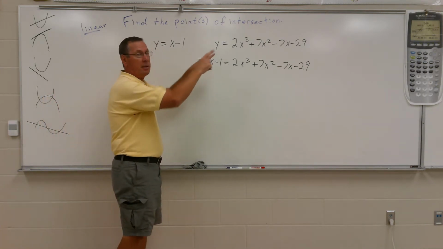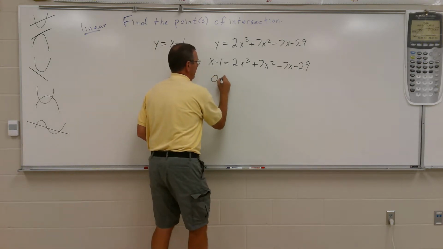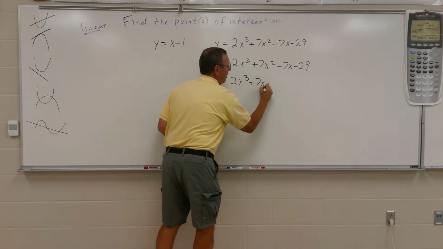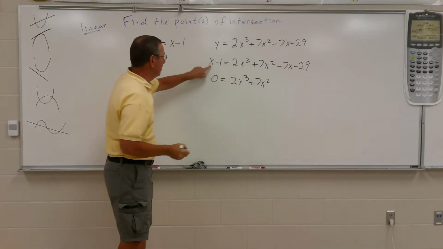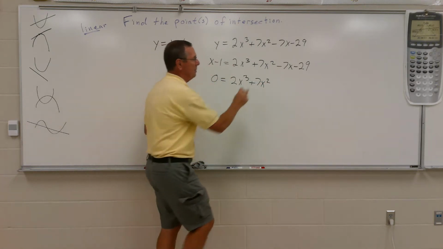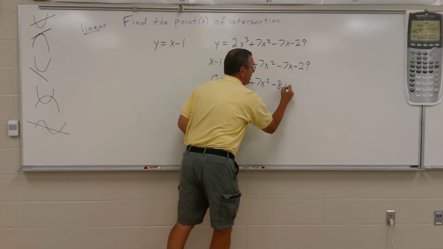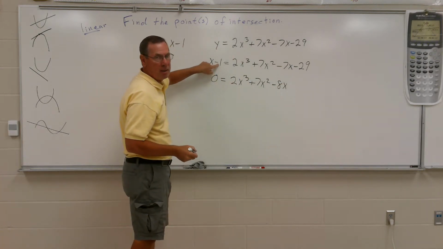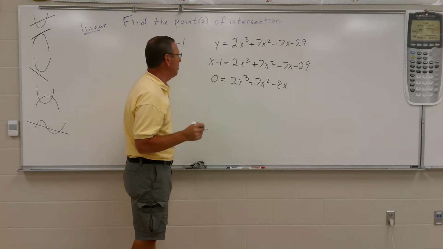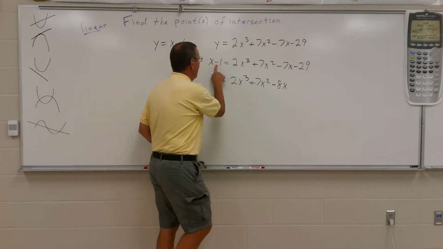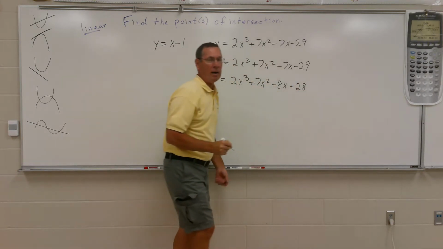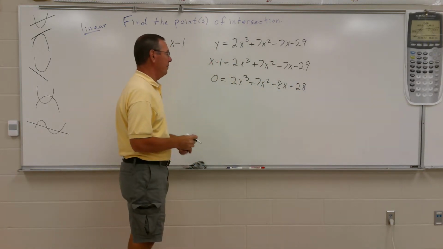Once again, I'll take everything to the right. My 2x to the third is fine. My plus 7x squared, he's okay. I have to subtract x from both sides. If I subtract an x, we'll have minus 8x. I have to add 1 to both sides. Be careful, don't make a silly algebra mistake when we're trying to do this pre-calculus. Talk to yourself. If I add 1 to both sides, we'll get a minus 28. Just watch, I'll make the next stupid mistake up here.